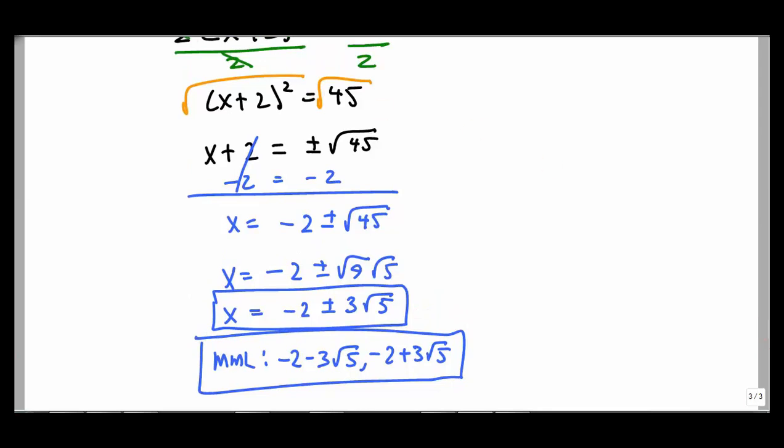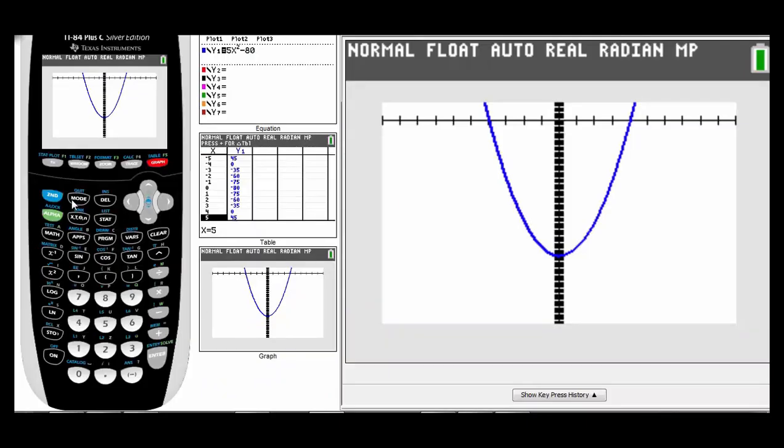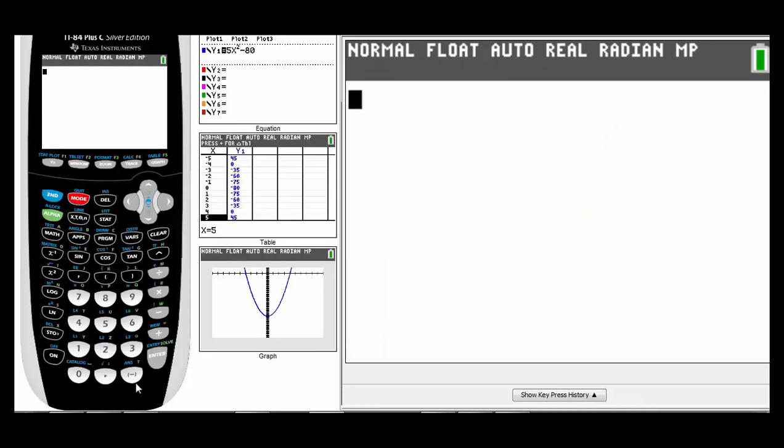Now how could I use my calculator to double check our work here? Well, to double check, let's look at -2 minus 3 root 5. So let's jump into the calculator here, and let's get a decimal approximation for that. So to get out of the graph and get back to your regular screen where you can do your addition and subtraction, you go second, quit. So let's check. -2, you need to use your negative sign there, not your minus. Now we use -3 square roots of 5.